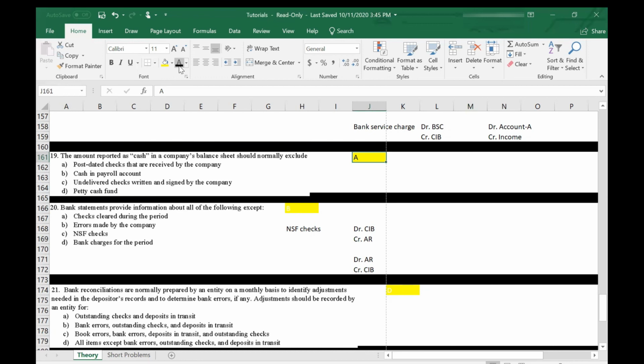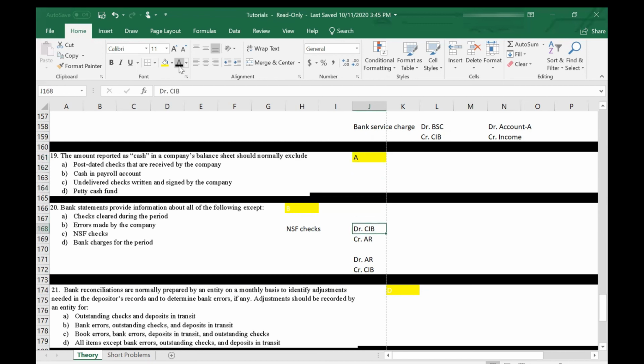How about undelivered checks written and signed by the company? In this item, you're the one who signed the check, but the check is left undelivered. Therefore, it's still your cash because you haven't delivered the check. Petty cash fund, as mentioned, forms part of your cash.